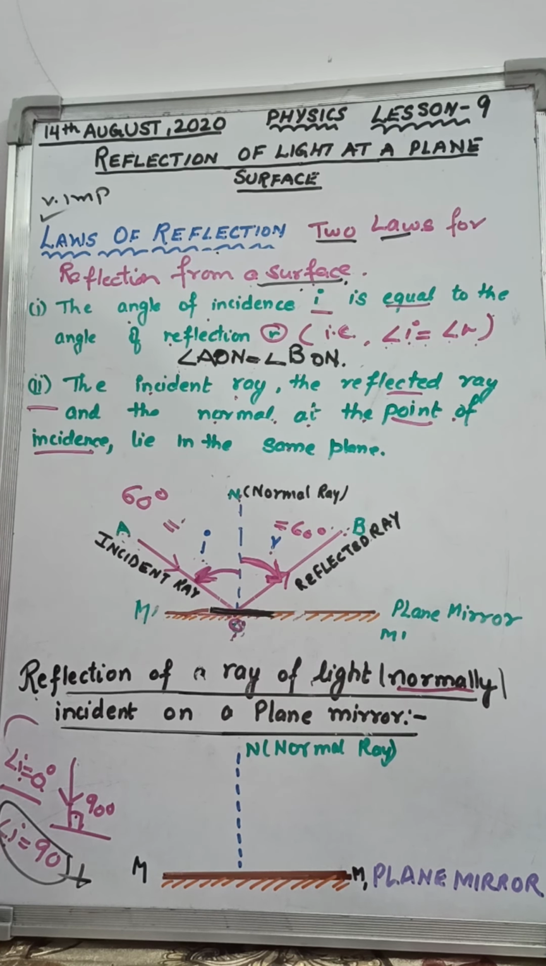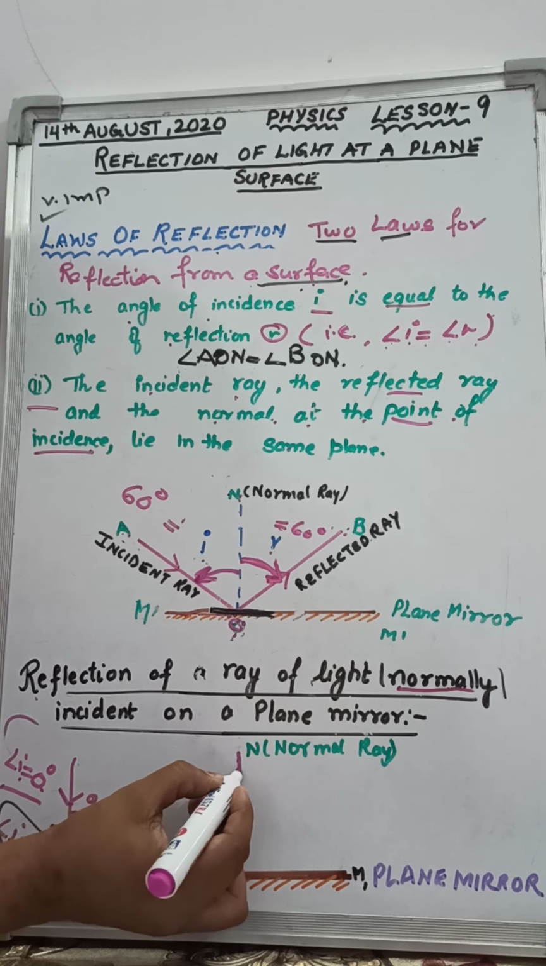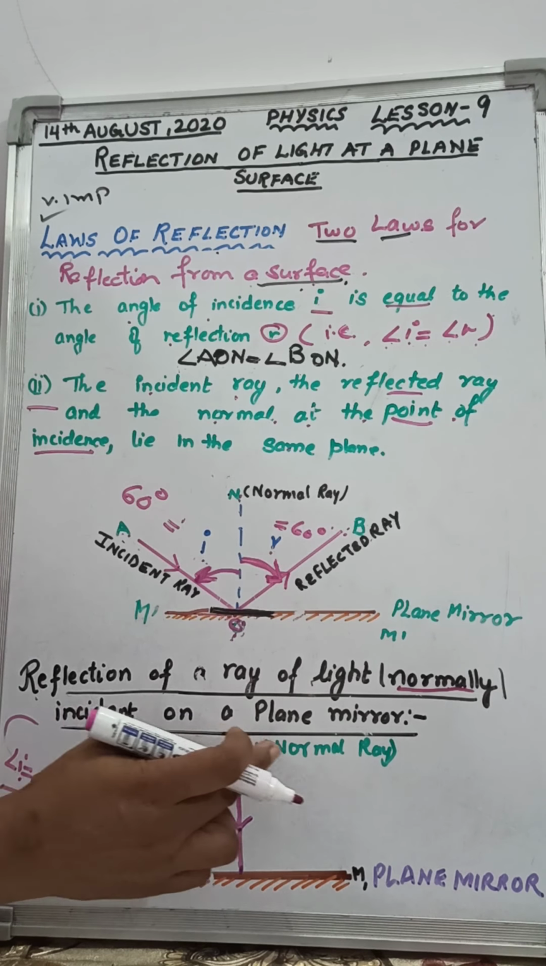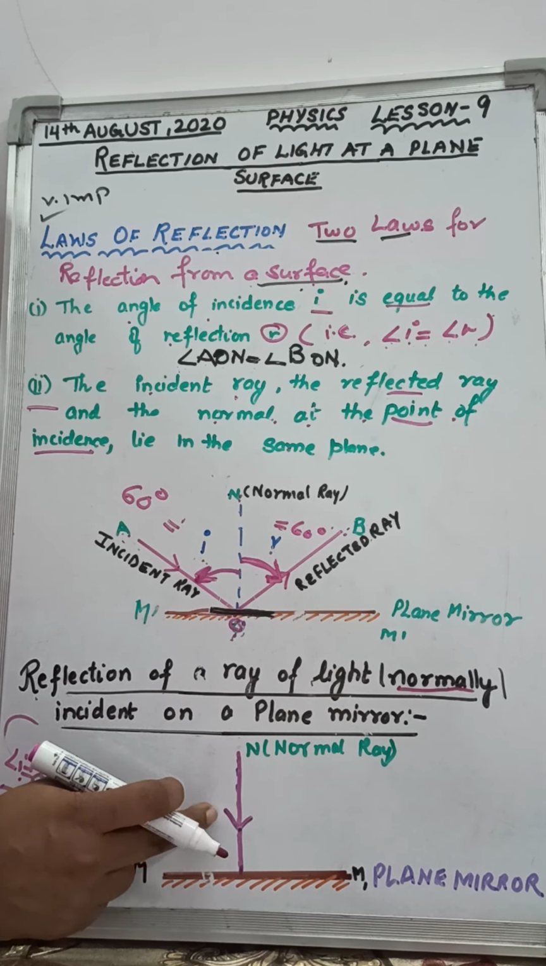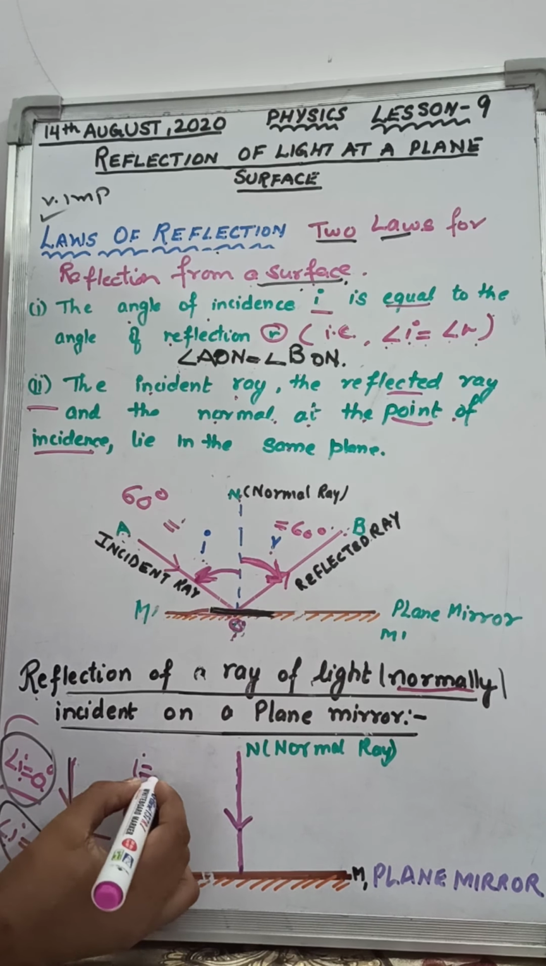Let's see how it is 0. This is your normal ray. So this is your incident ray. That means normal ray and incident ray are overlapping. When they are overlapping each other, what is the angle between them? Angle between them is 0. That's why angle of incidence is 0.